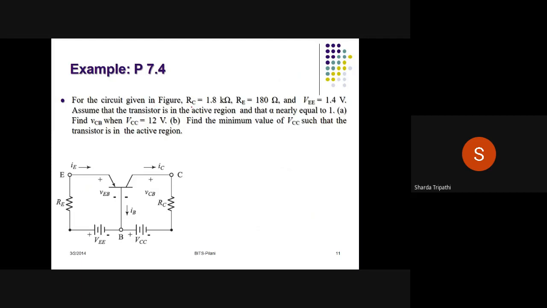So here in the figure, it has been given that RC is some value, RE is also given, and VEE is also given. Alpha is given, we need to take its value equal to 1. So what is required to find? It's required to find VCB when VCC is 12 and the minimum value of VCC such that the transistor is in the active region.